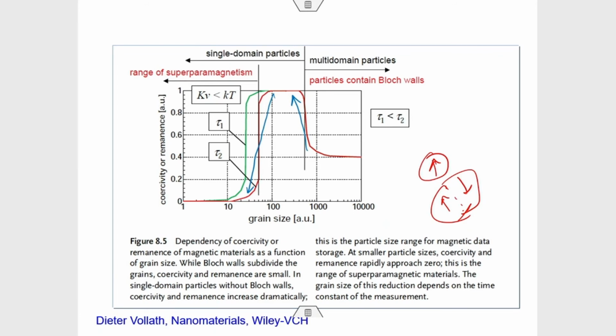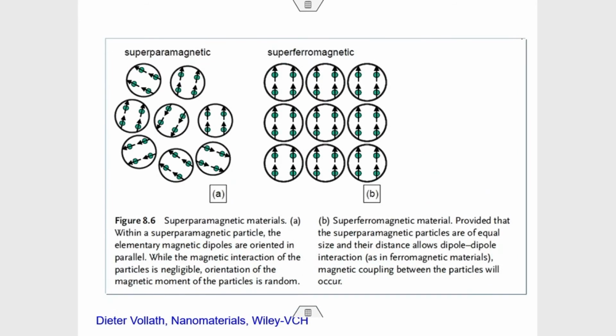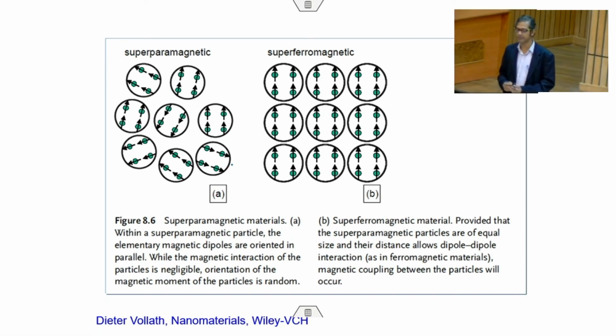So, what is the reason for this phenomenon? Let us first discuss that. Magnetic properties of isolated domain particles or a group of such interacting particles can be observed here like this. Within superparamagnetic particles, elementary magnetic dipoles are oriented parallel. Okay, you can see here they are parallel, correct. While the magnetic interaction of the particles is negligible, so the orientation of the particles remains random.